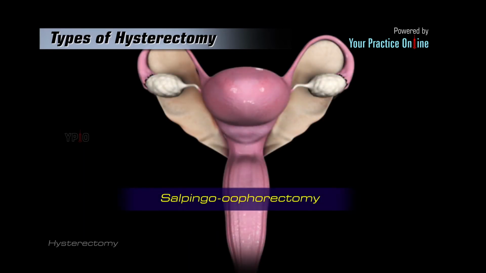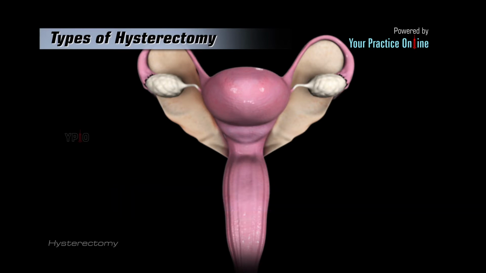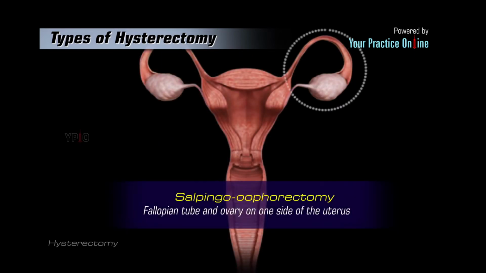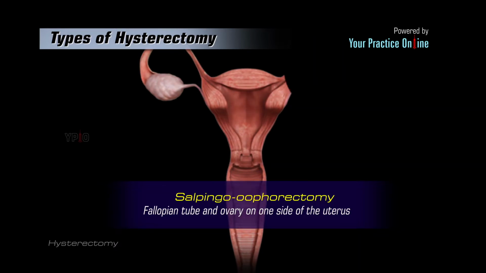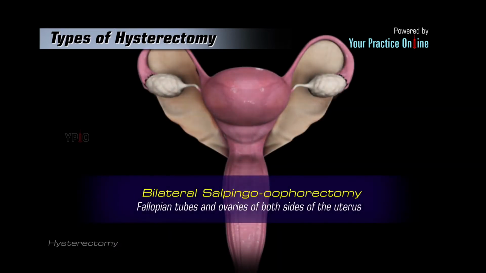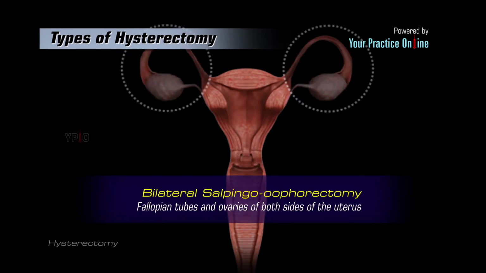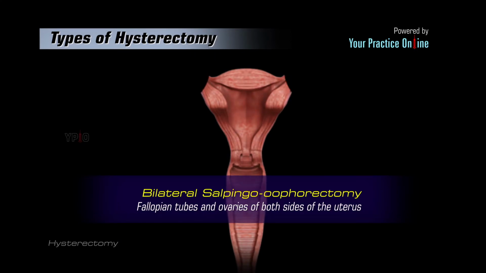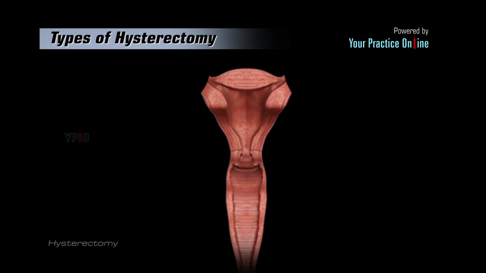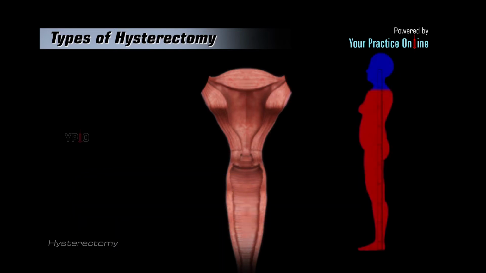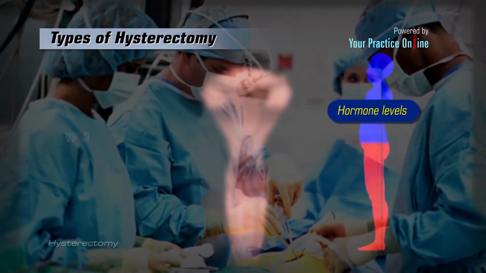Salpingo-oophorectomy may be performed along with hysterectomy in cases of cancer or infection. It is a procedure in which the fallopian tube and ovary on one side of the uterus are removed. Bilateral salpingo-oophorectomy is where the fallopian tubes and ovaries on both sides of the uterus are removed. This results in menopause right away from the sudden drop in hormone levels.